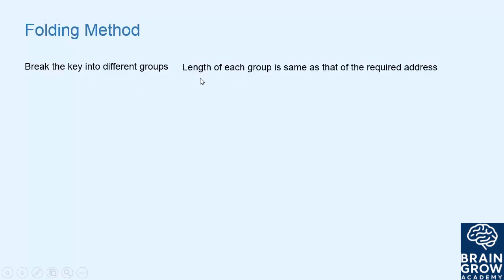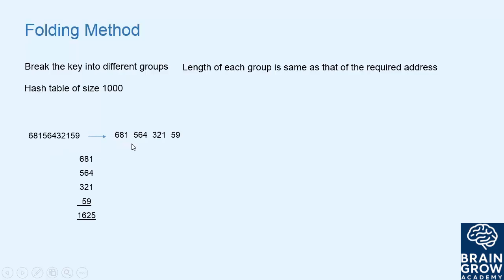Next we have folding method. In this method, we break the key into different groups such that the length of each group is same as that of the required address, except possibly the last group. Suppose we have a hash table of size 1000 and we have some 11-digit keys. This is one of the keys. We break it into groups of 3 digits. The last group is only of 2 digits.